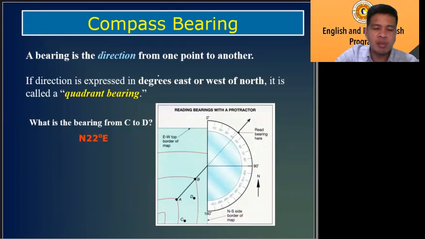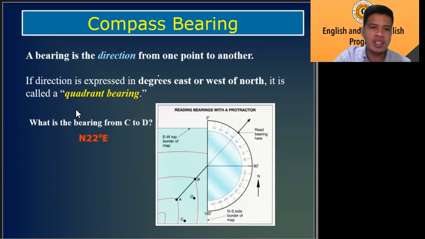What is a compass bearing? A bearing is a number in degrees, for example, 22 degrees east. A bearing is a number in degrees that represents the direction of one point relative to the other. We have two kinds of bearing here. You can use either a protractor or a compass.